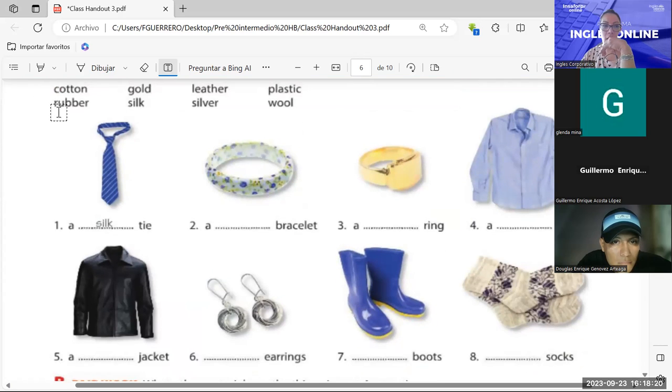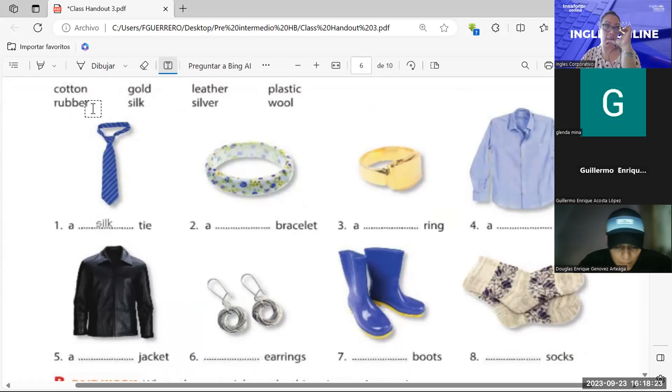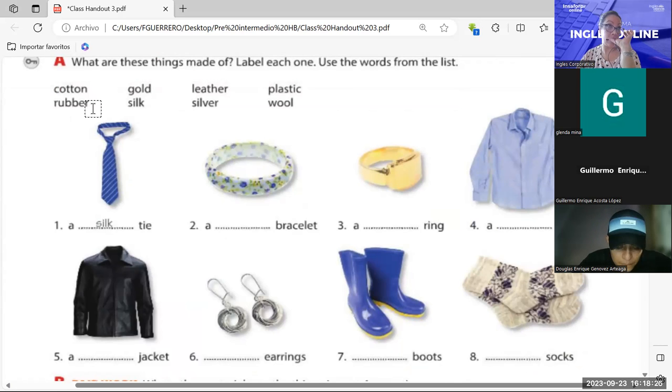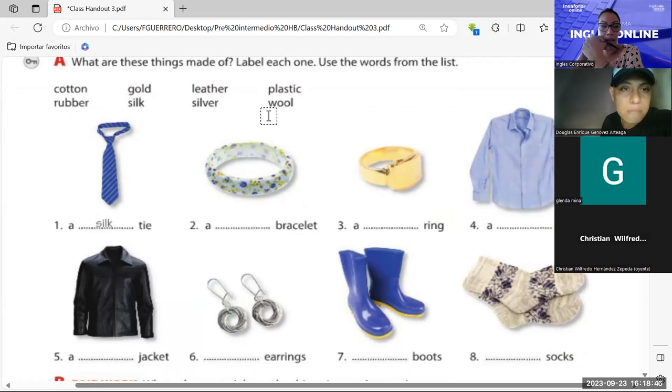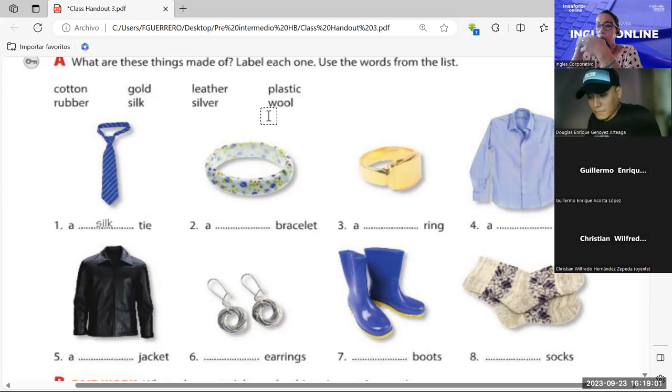Rubber. Rubber is caucho. Caucho. And wool? Wool is lana. Okay. Lana. Thanks. Silk is seda. Vamos a ver.